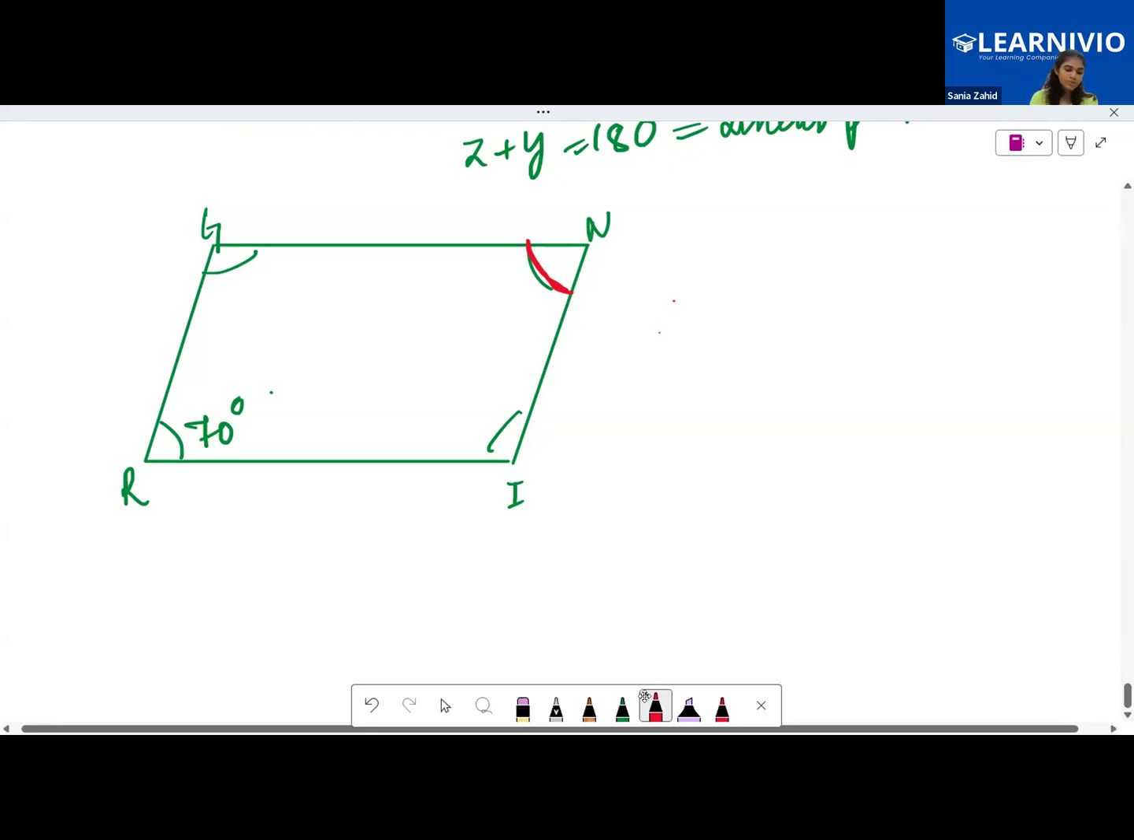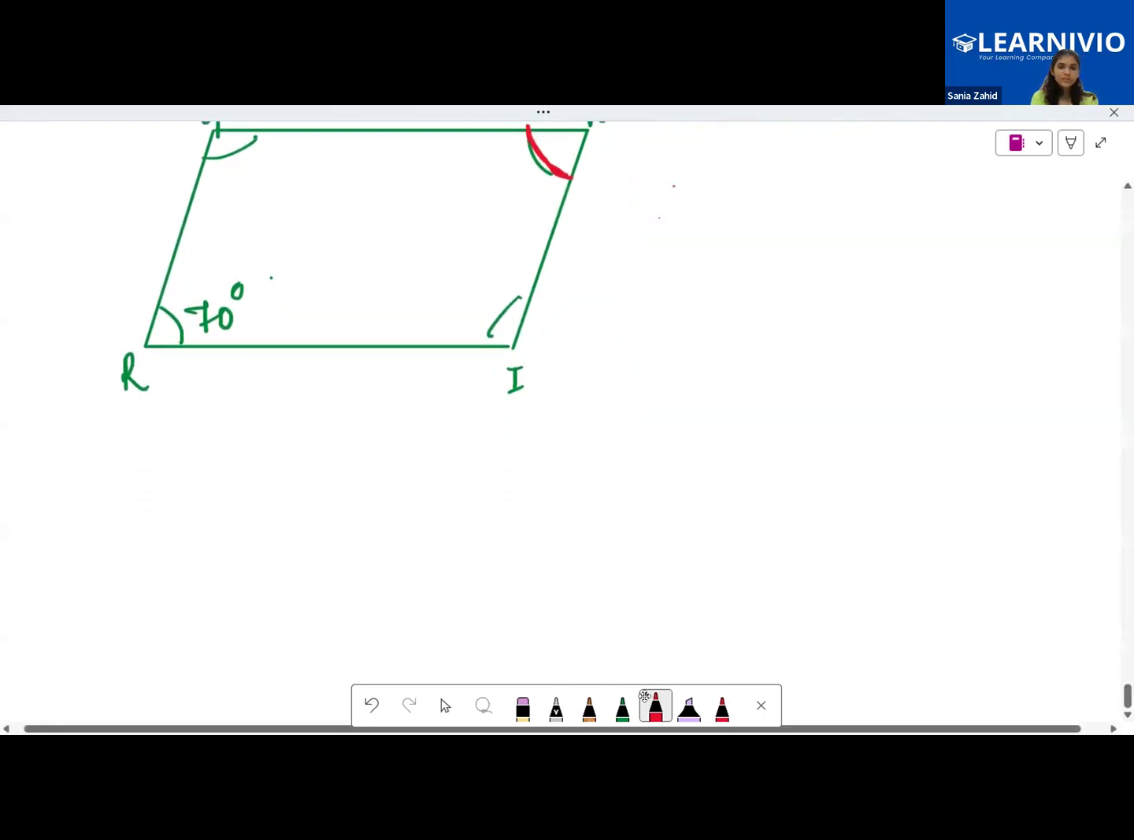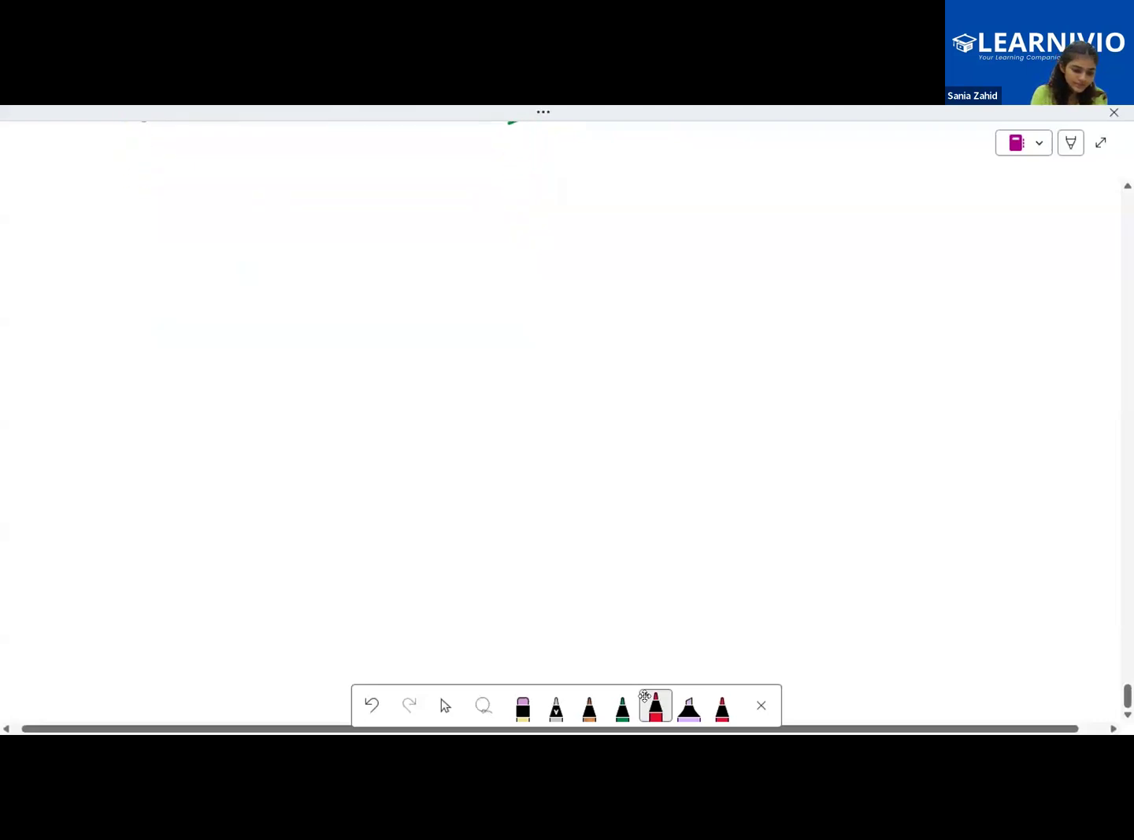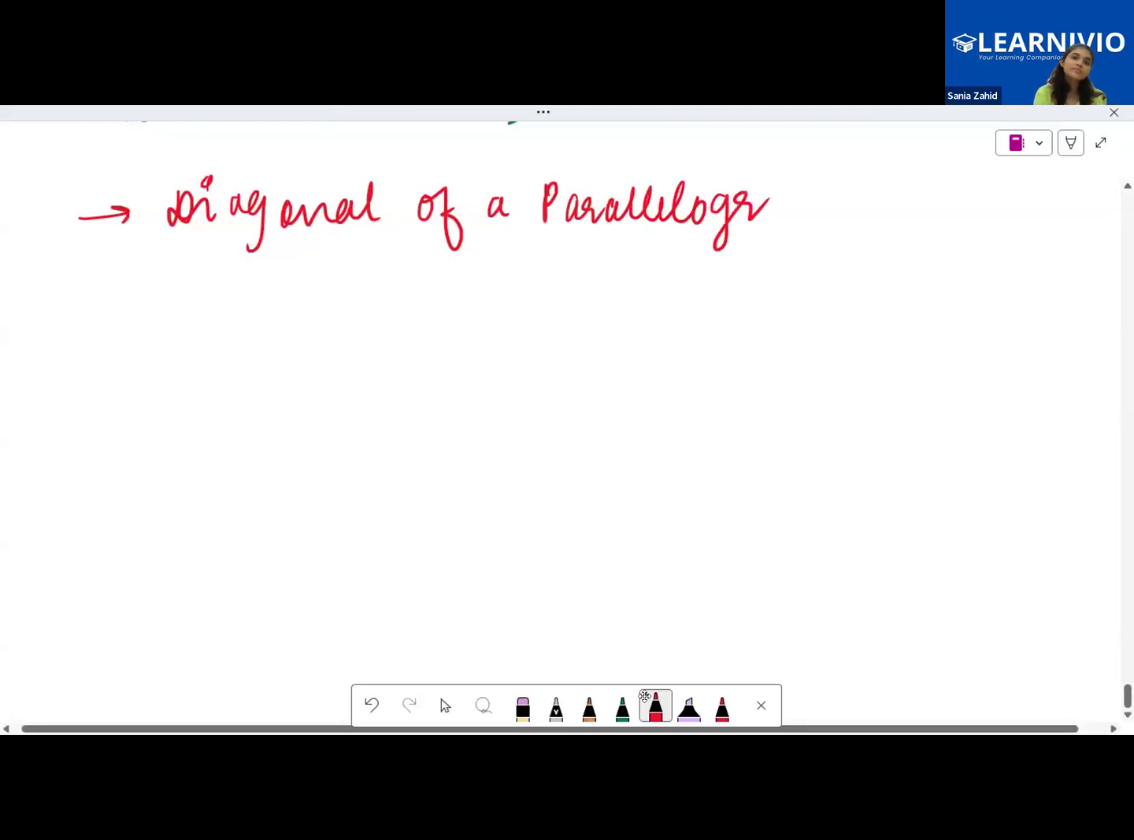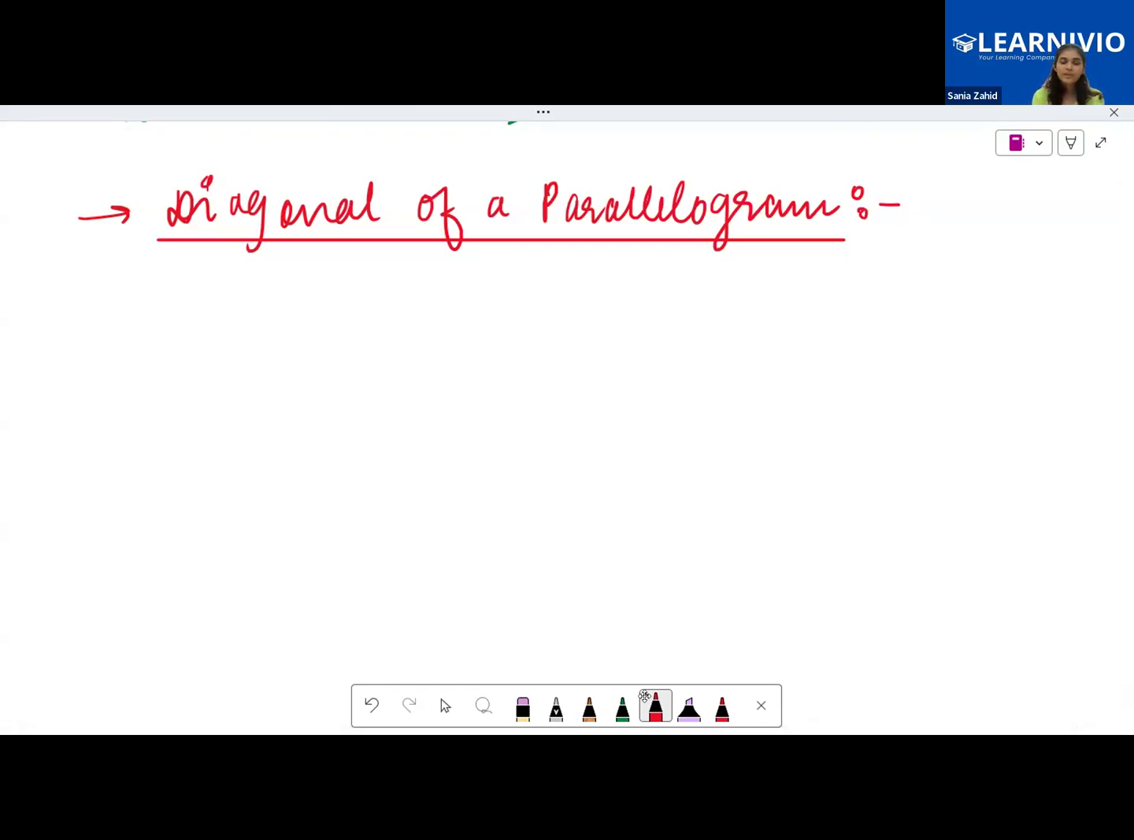If there's some problem with Amar's network, let's move ahead to the next question. Now we shall do one more question. Before that, we'll study diagonals of a parallelogram. What are diagonals? What are diagonals, Amar? Do you know?